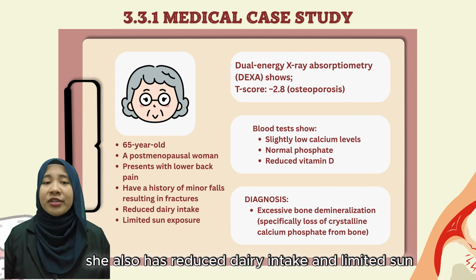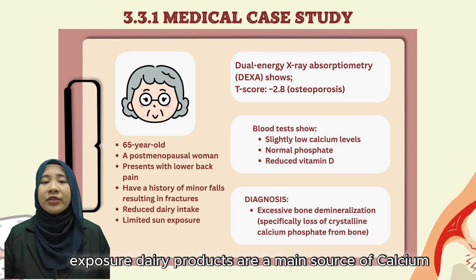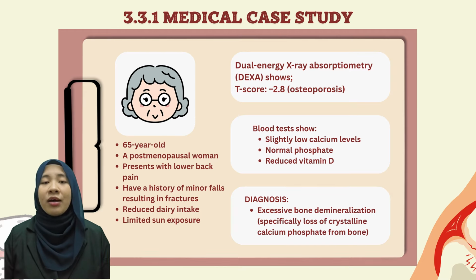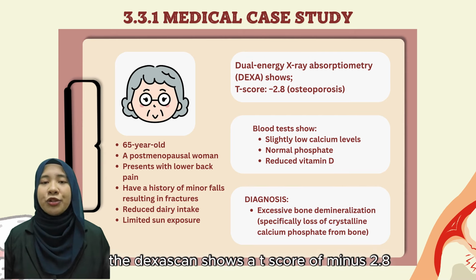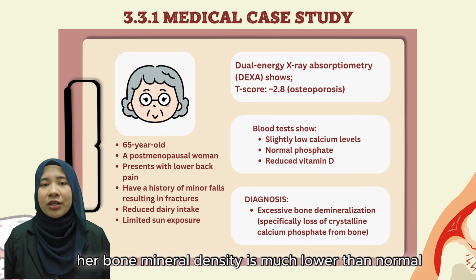She also has reduced dairy intake and limited sun exposure. Dairy products are a main source of calcium, and sunlight is needed to produce vitamin D. Vitamin D helps the body absorb calcium. The DEXA scan shows a T-score of -2.8, which confirms osteoporosis. This means her bone mineral density is much lower than normal.